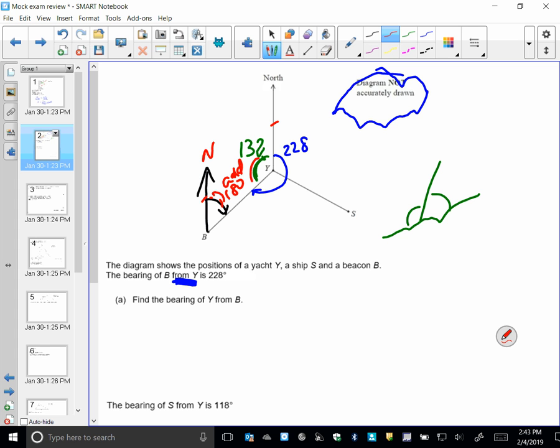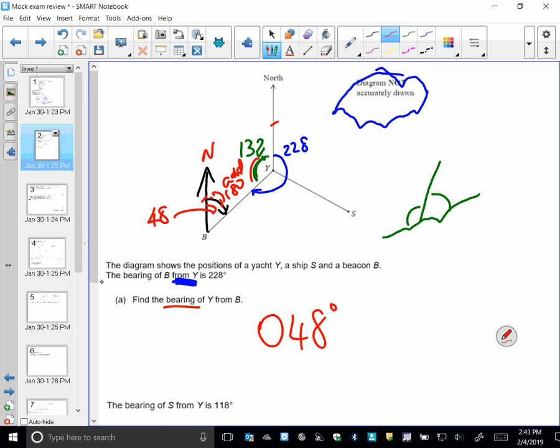So it tends to be a situation where they will often use angle geometry to get you to work these out if they are not requiring you to draw the angle itself. So that means that the black angle would be how much? 48. So if they've asked for the bearing of y from b, what would you write? 048. Because what did I just say about it has to be 3 digits?